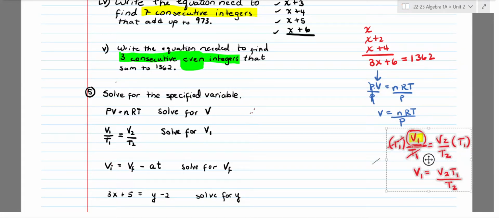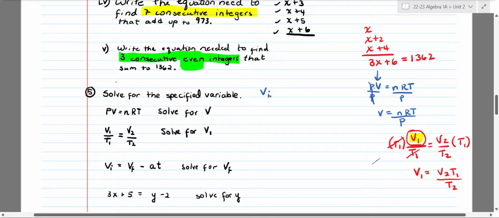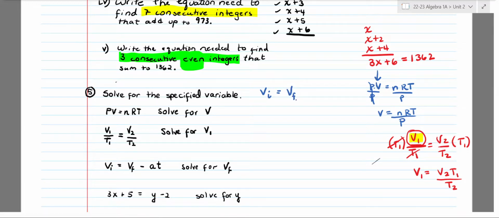The next one, we have Vi, for initial, in case you're wondering, equals Vf, for final, minus at. So this is velocity, acceleration, time, initial velocity, final velocity. And we're looking for which one? Vf. So we want to solve for this one.